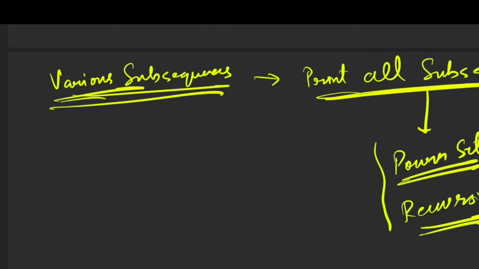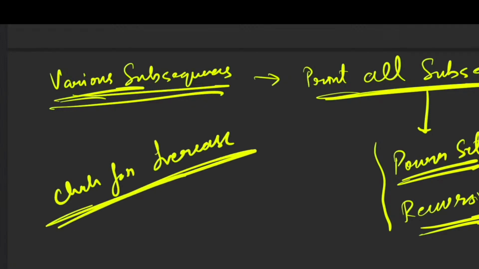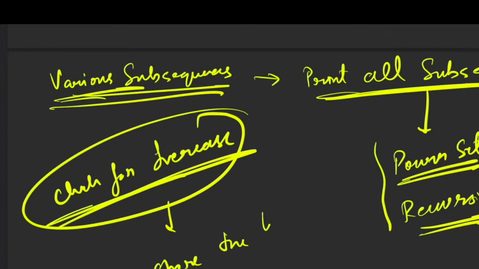Once you've generated one subsequence, then you can easily see if it is increasing, check for increase. That's the brute force I'm talking about. Generate all the subsequences, check for increase, store the longest among them. Store the longest. So that's going to be the brute force.